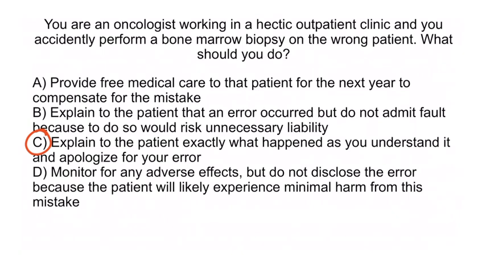A is incorrect because there is no need to provide free medical care to the patient as compensation for the mistake. This would not necessarily be an inappropriate form of compensation, but the most important first step is to explain what happened and apologize. So A is incorrect. B is incorrect because, as previously stated, you must be upfront and admit responsibility for your mistakes despite liability concerns. D is incorrect because the outcome of mistakes should not dictate your behavior with regards to disclosing and apologizing for them. So again, the correct answer is C.